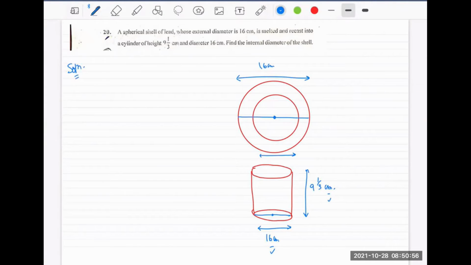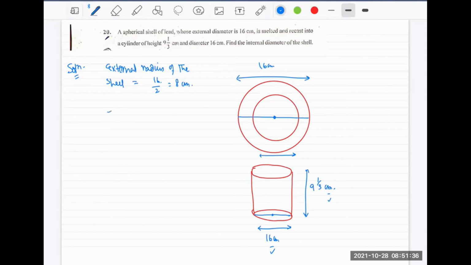So it says a spherical shell of lead whose external diameter is 16 centimeters. So external diameter is given. We will convert it into radius. We don't have any use for diameter, right? So let's start here. External radius of the shell. How much is it? The diameter is given to be 16. We want only half, right? So we will have 16 divided by 2, which will be 8 centimeter.